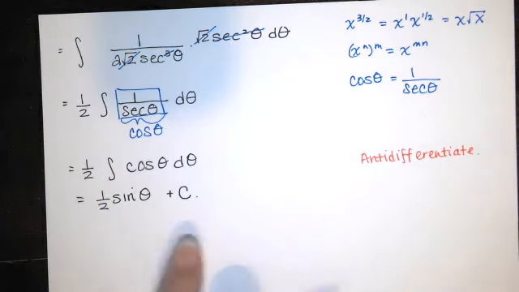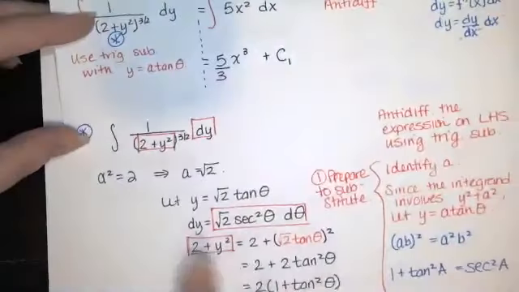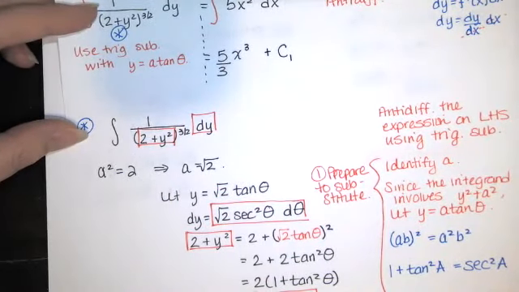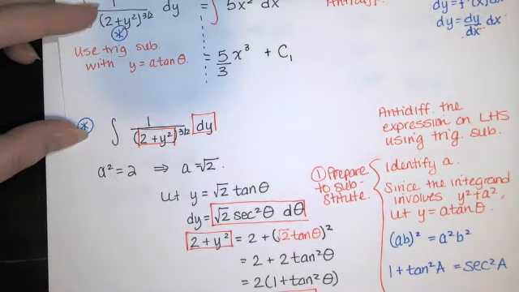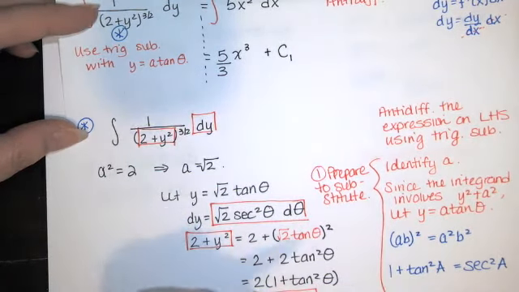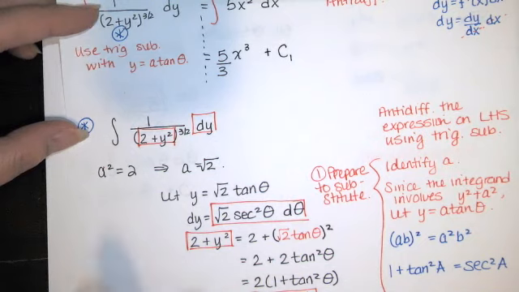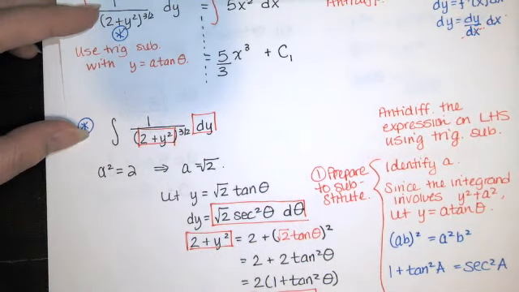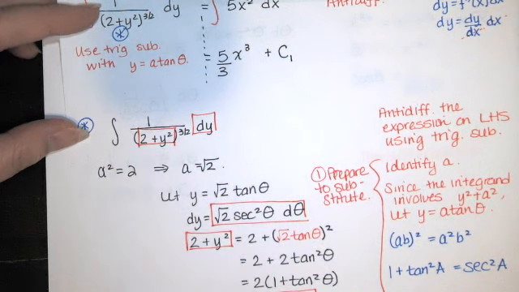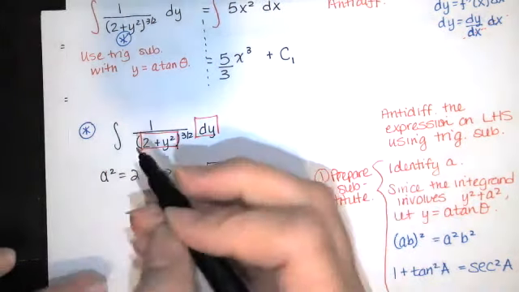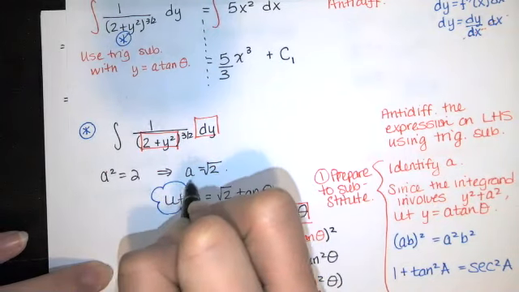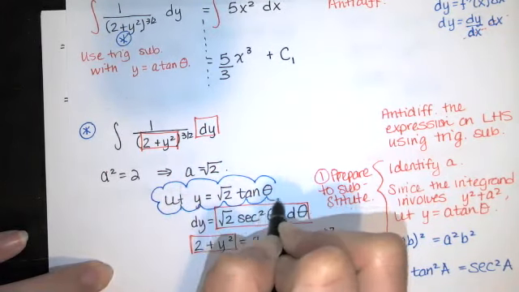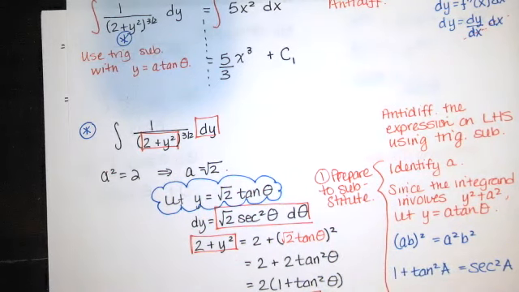But again, theta is just something that we made up. It was something that we made up so that we could evaluate this antiderivative. So we need to go back to y. The answer for this should be a function of y. When I take the derivative of that function of y, I should get 1 over the quantity 2 plus y squared to the 3/2 power. In order to get back to y, what we do is we take the original trigonometric substitution, which is right here, and we use it to label the sides of a right triangle.